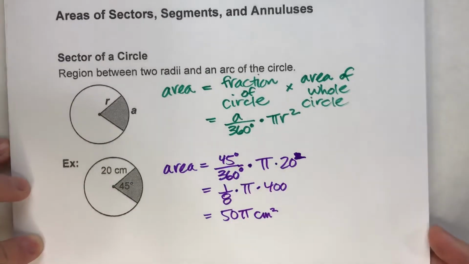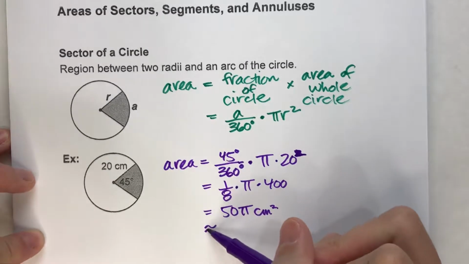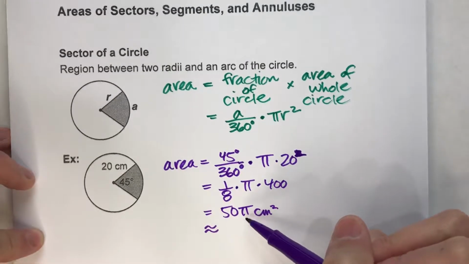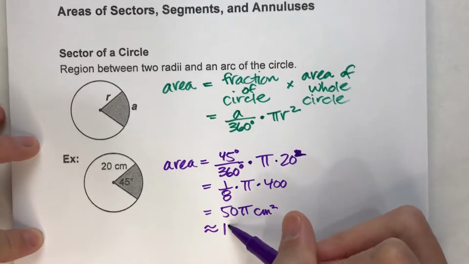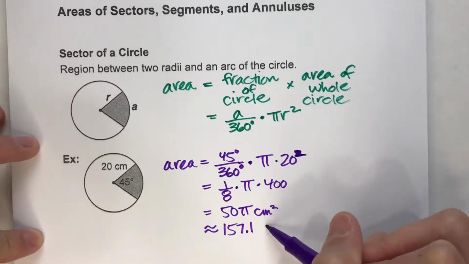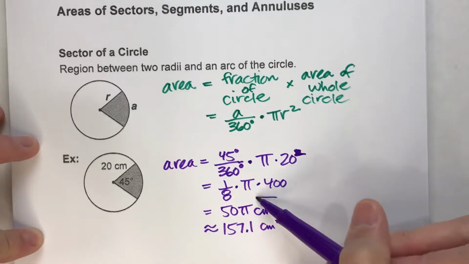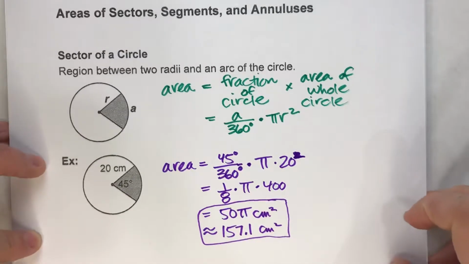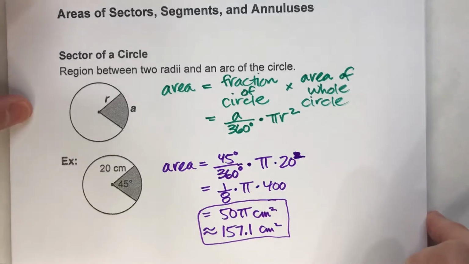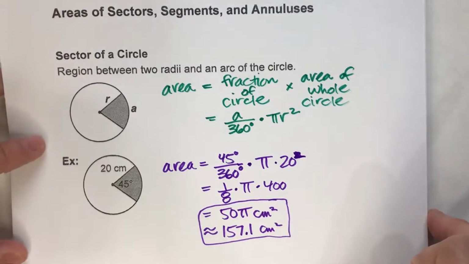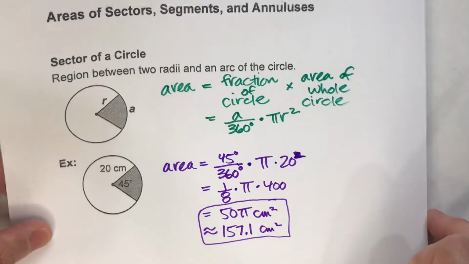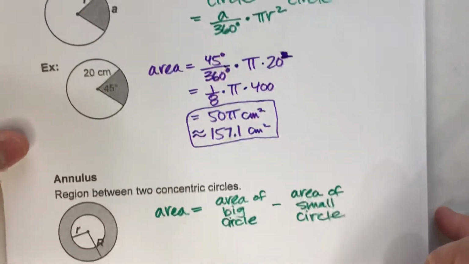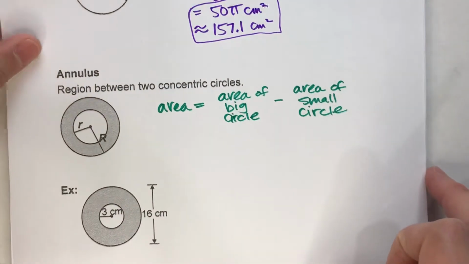All right. Now, if you want an approximate answer, put 50 times pi in your calculator. You end up getting about 157.1 centimeters squared. All right. So there's your two possible answers there. All right. But that's the area of a sector of a circle. And so you'll notice it's not super complicated. But let's get into something a little bit harder, which is an annulus.